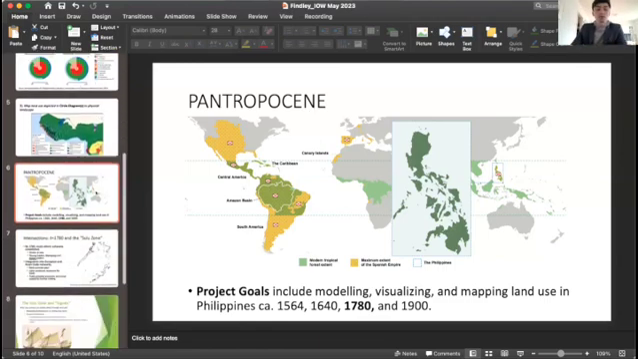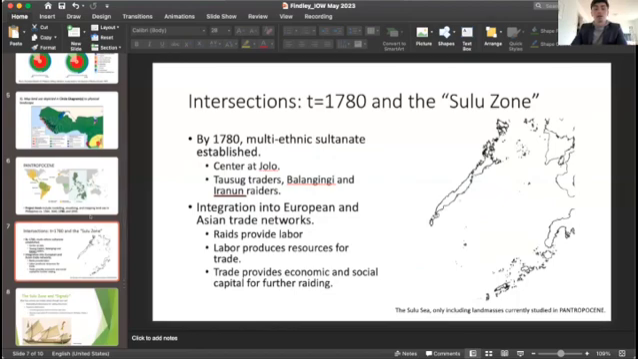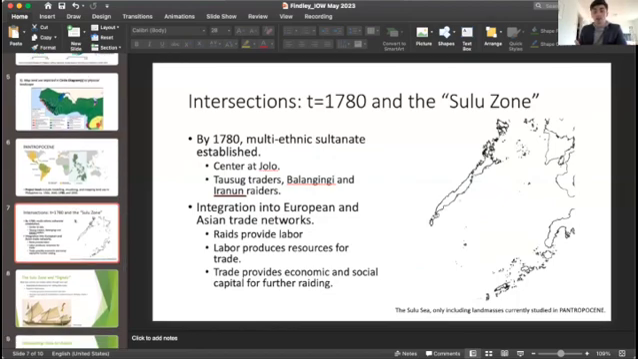So at this point, this brings us to how this particular paper and project intersects with the Slavery, Bondage, and Environment Conference, and in particular, the Sulu Zone. So at the time point for 1780, with the Panthropocene project being designed around Spanish colonial extent, it is also designed around measuring some of the impacts caused, direct and indirect as mentioned, by Spanish colonial expansion, and ultimately it being pushed out in the Americas in the late 18th and early 19th century, and then in the Philippines at the end of the 19th century.